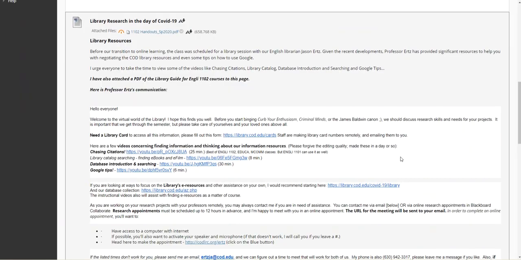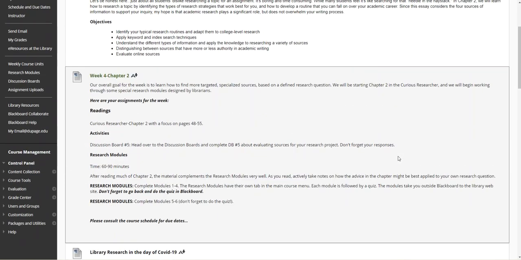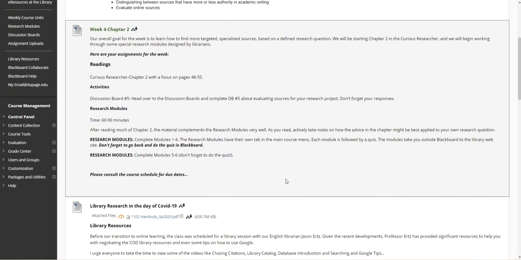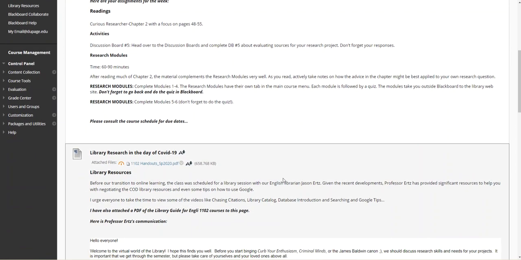As we move into the week 4 unit, I'm going to cover the annotated bibliography, and I want to mention what I have here in the week 4 unit. I have our readings, our assignments, and the research modules here. You're going to want to review this.